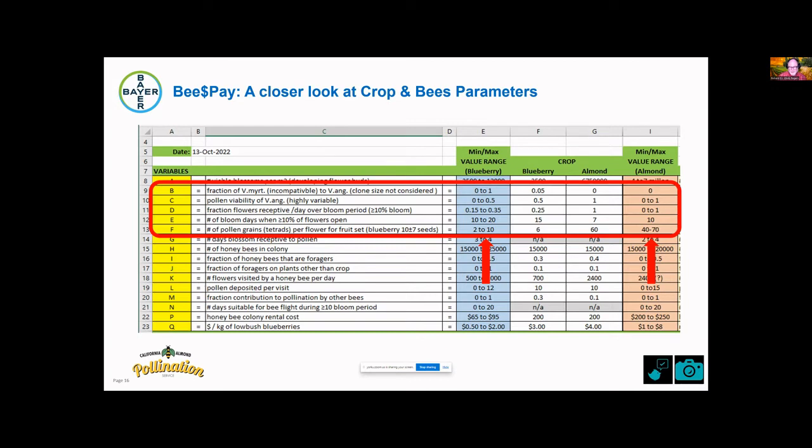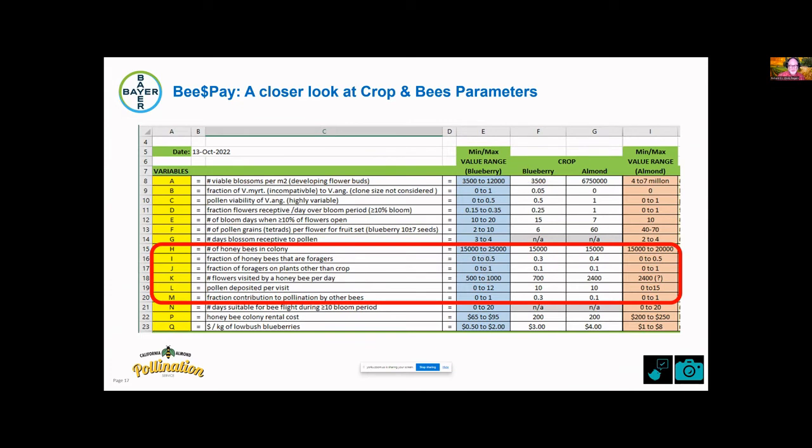Value ranges are mostly similar for the two crops, but more work needs to be done, as mentioned, to confirm these numbers, especially for almond. Variables H to M are related to bees, visitation, and pollen deposition. Again, the value ranges were mostly similar.